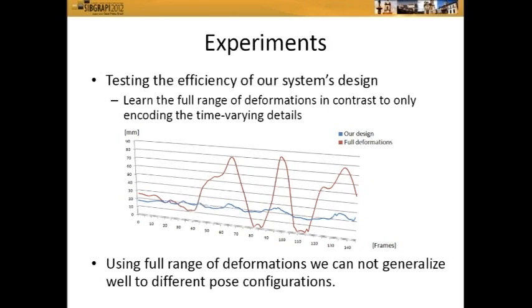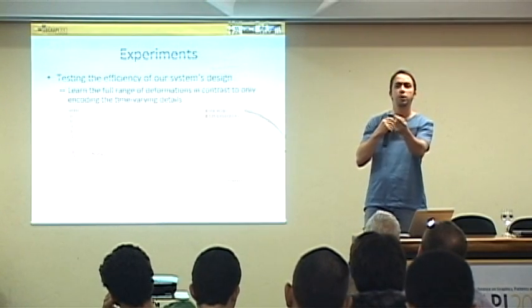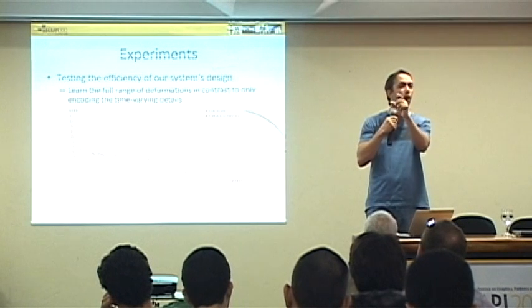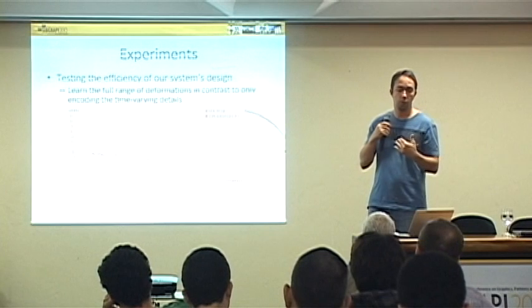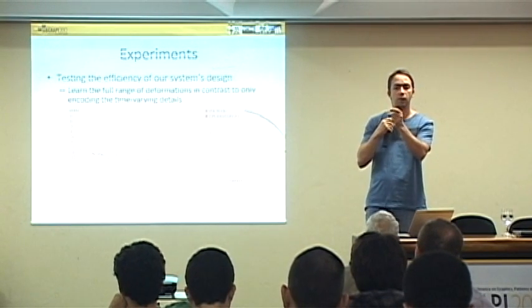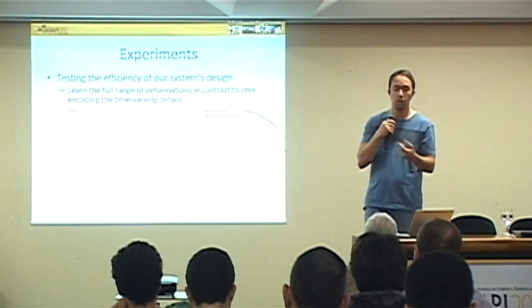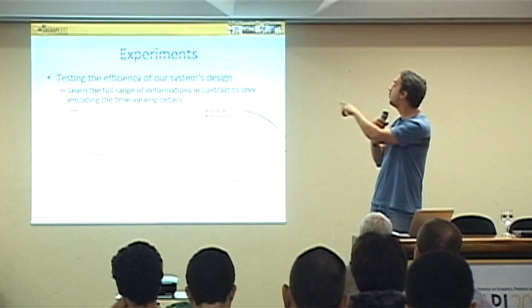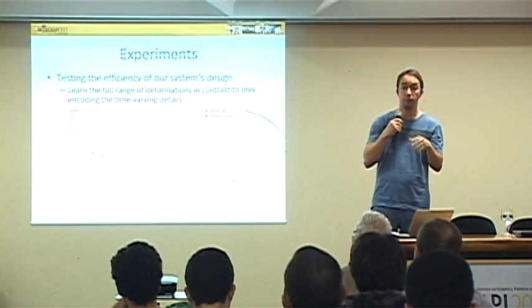We performed a few experiments. The first one tests the efficiency of our system's design. One could ask why you are not using the vertex positions directly, and not only this difference between the mesh and the skinning result. We found that when using this difference, there is some correlation between these small details, and this enables our approach to work much better. As you can see in the graph, if you try to use the full deformations, the error is quite large and it varies a lot.